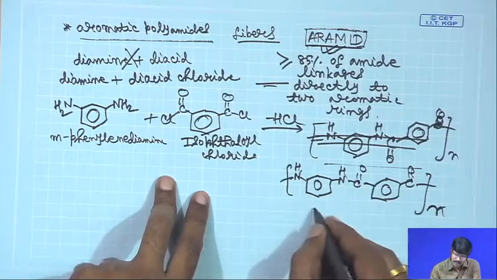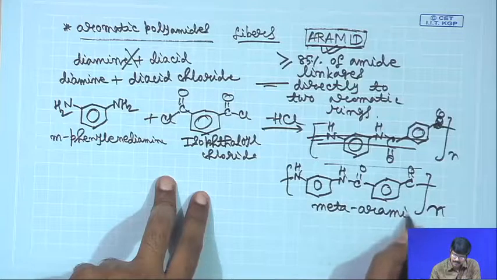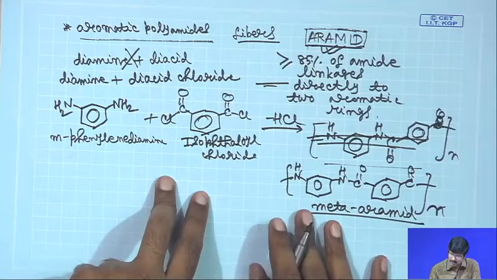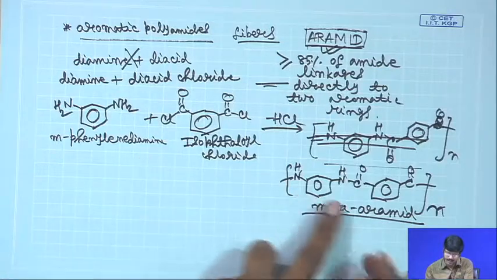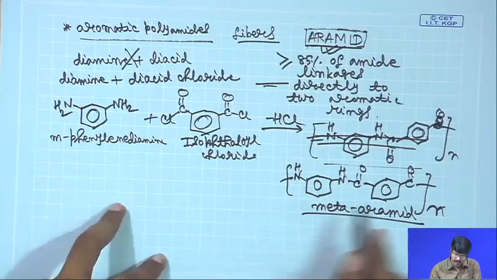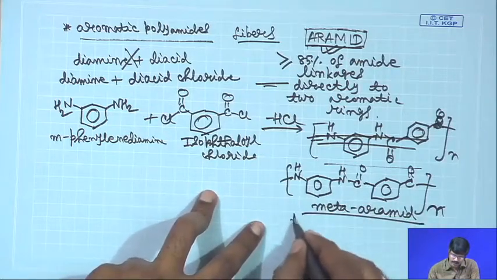Okay. So, this is called a meta aramid. This is a meta aramid. So, this is poly metaphenylene isophthalamide. Okay. So, this is poly metaphenylene isophthalamide, and the trade name of this compound is Nomex.